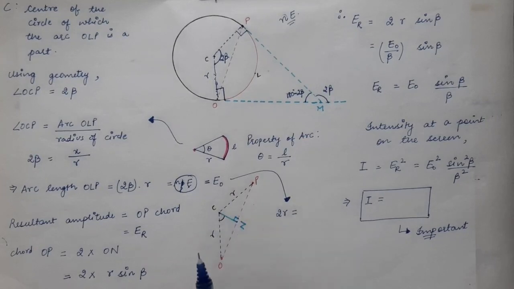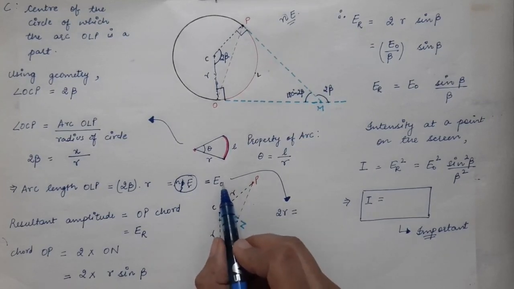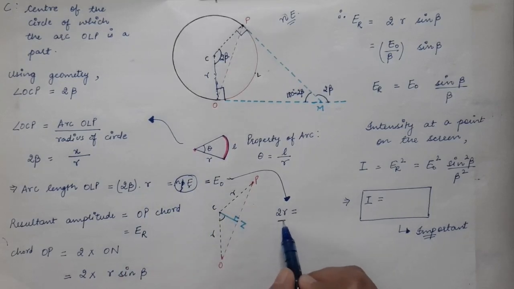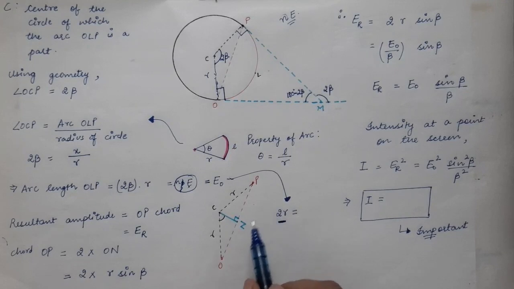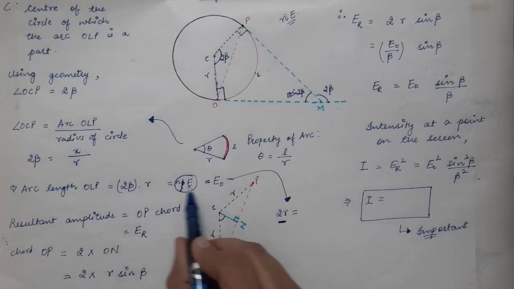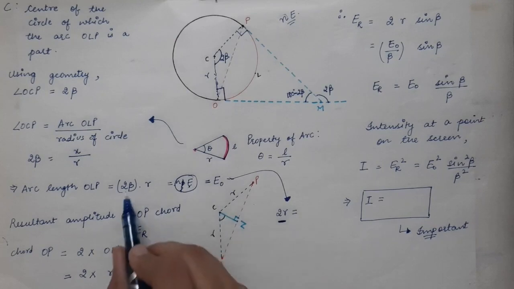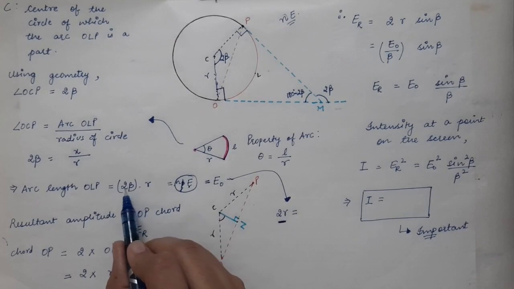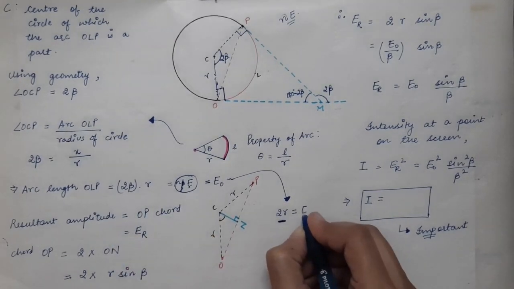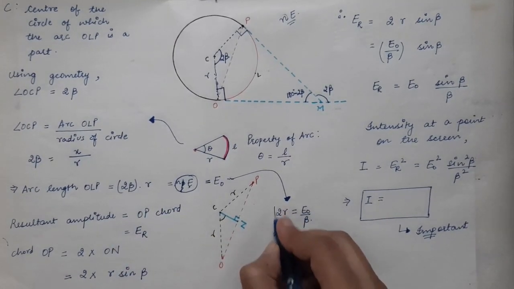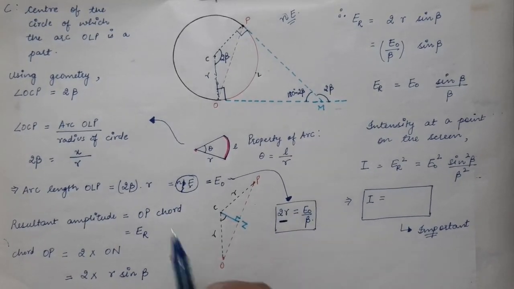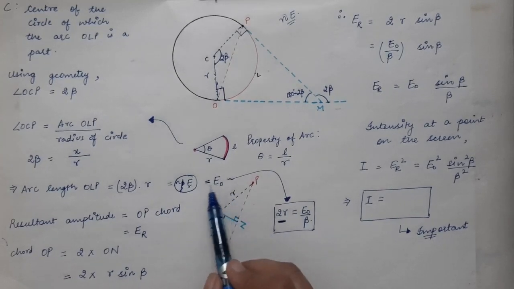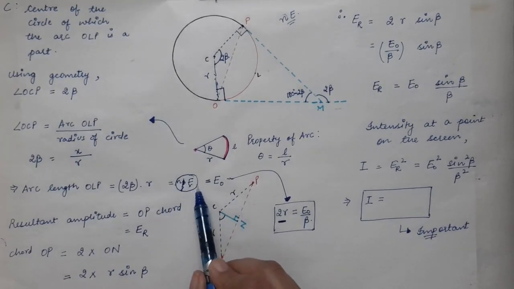So let's say this is equal to E0, and from this equation we will find twice of r. Twice of r will be used later on in the derivation. So 2 beta into r is equal to E0. From this equation, twice of r will be equal to E0 divided by beta. So twice of r is equal to E0 divided by beta. E0 is nothing but n times capital E.